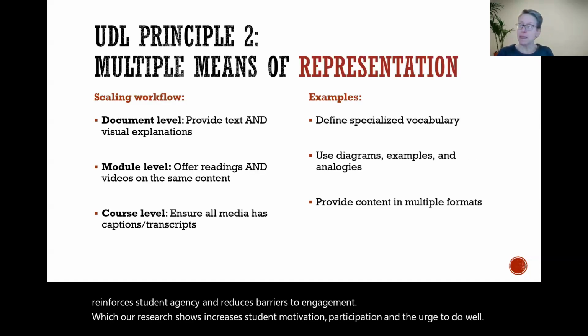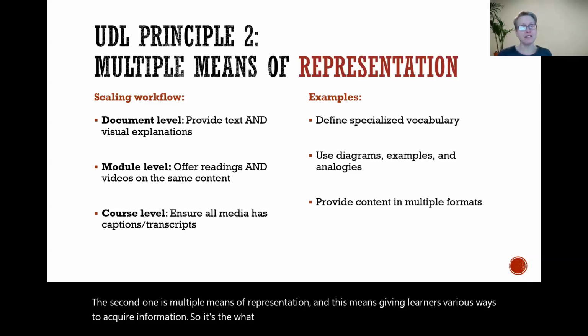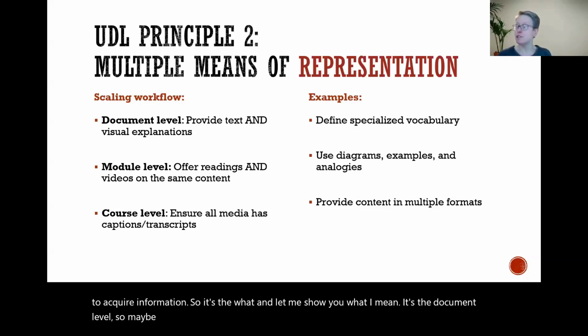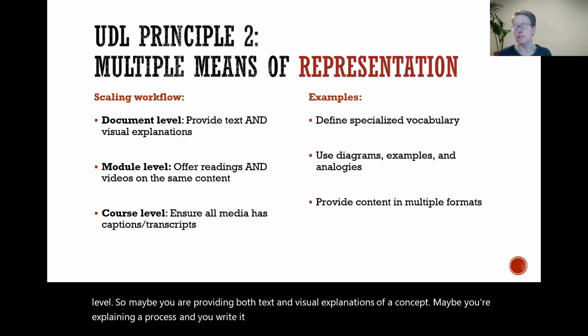The second one is multiple means of representation. And this means giving learners various ways to acquire information. So it's the what. And let me show you what I mean. It's the document level. So maybe you are providing both text and visual explanations of a concept. Maybe you're explaining a process and you write it out in steps, but then you also provide a flow chart or a diagram that shows it.